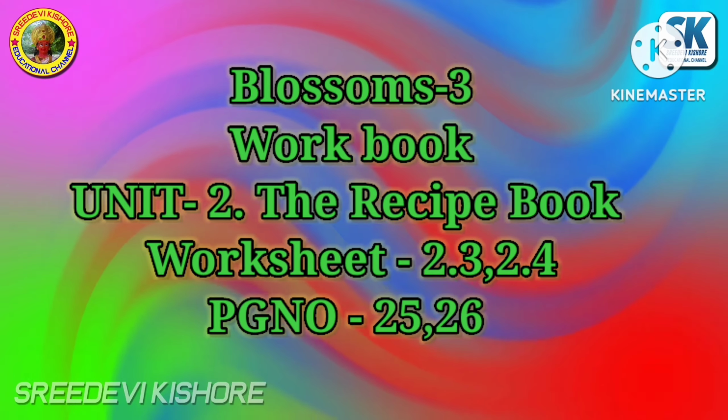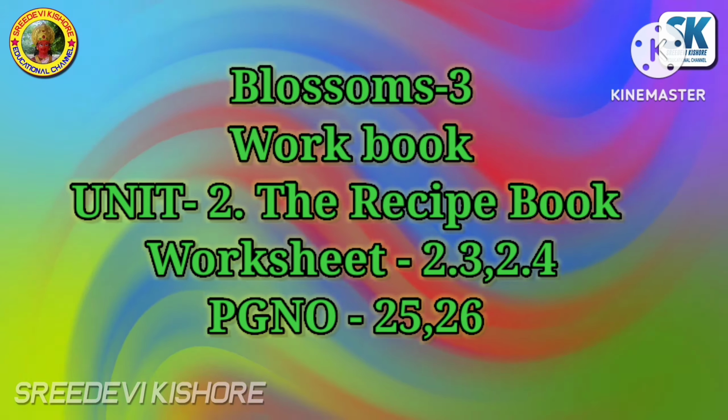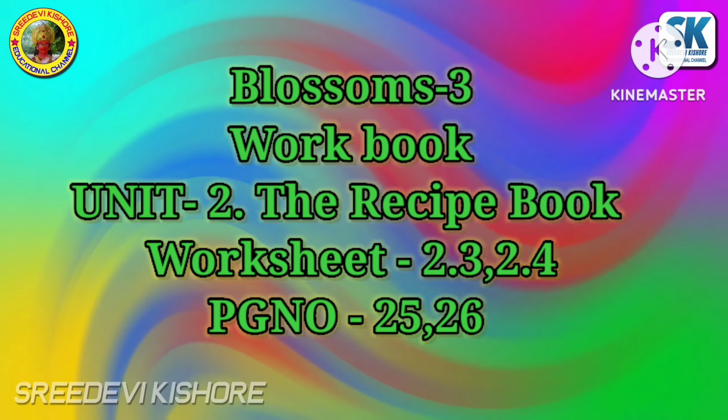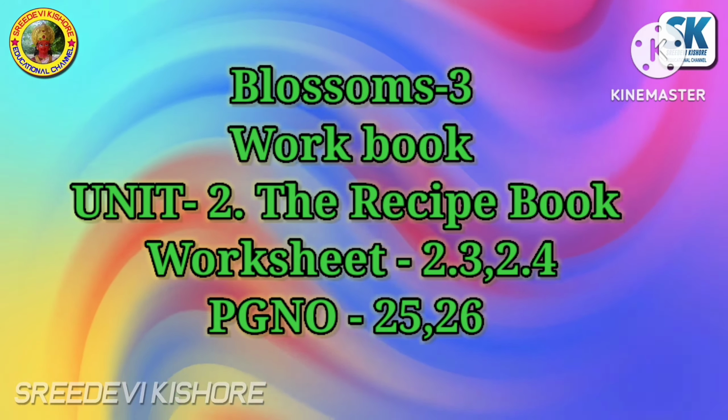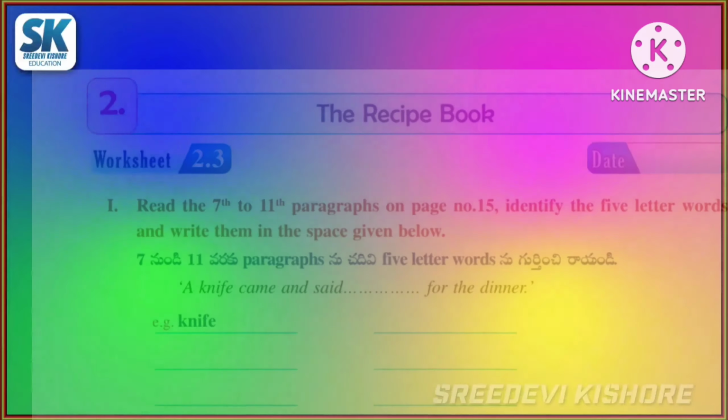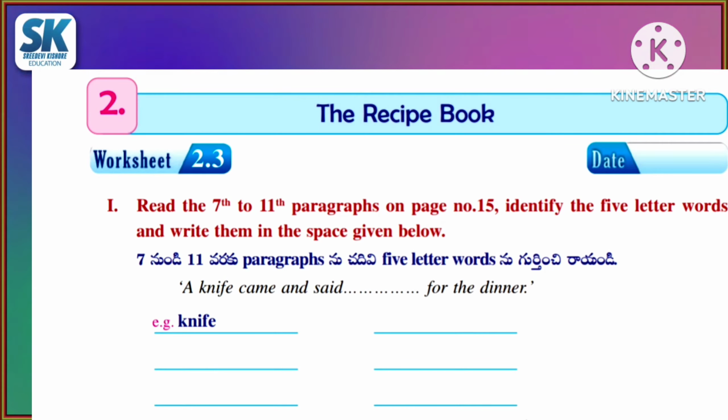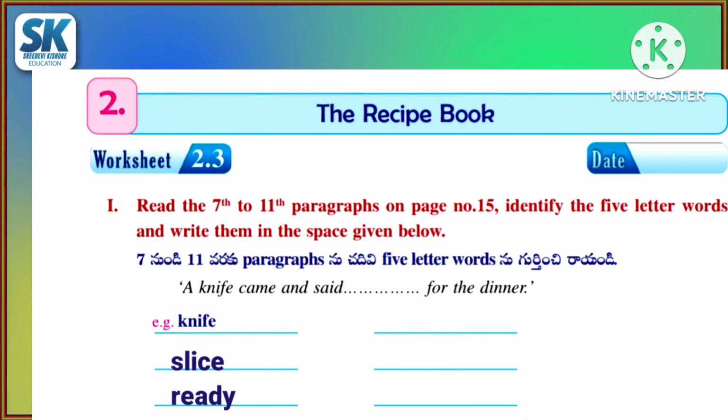Unit 2, The Recipe Book, Worksheet 2.3, 2.4, page number 25-26. Read the 7th to 11th paragraph on page number 15. Identify the five-letter words and write them in the space given below. Slice, ready. Stove, ready, hello.